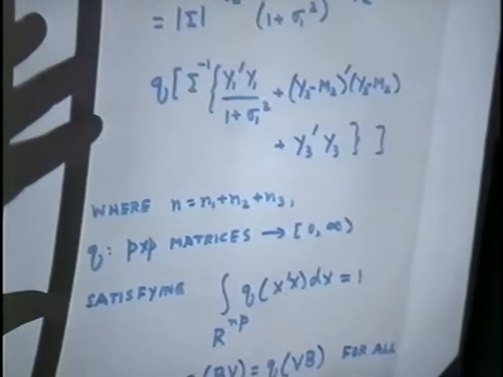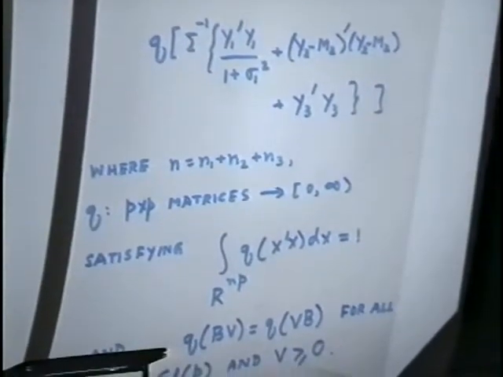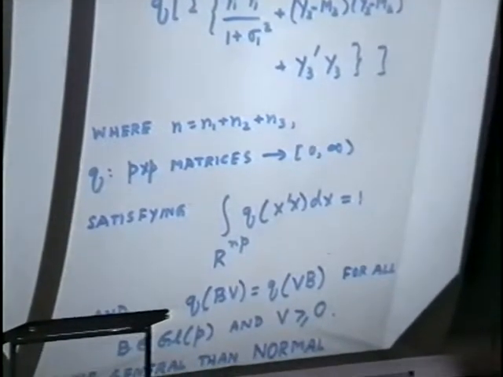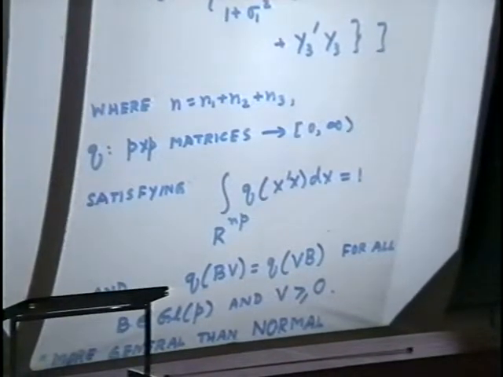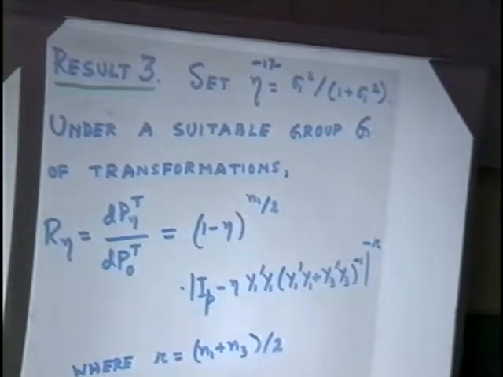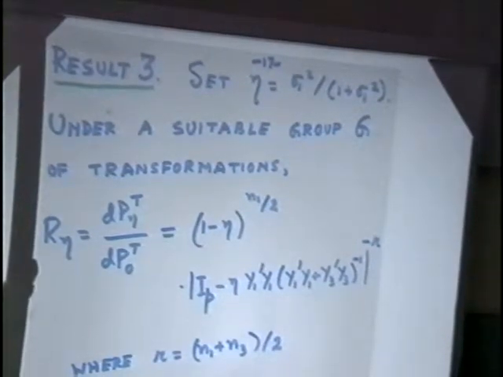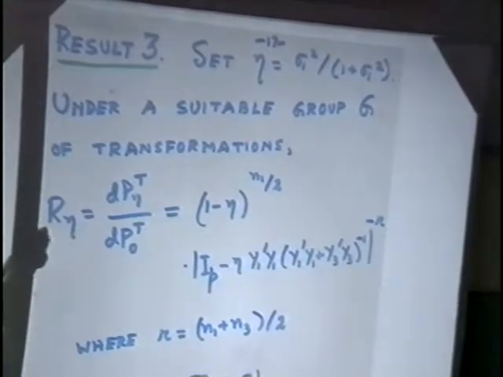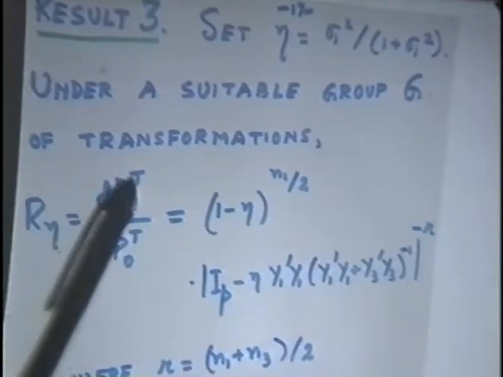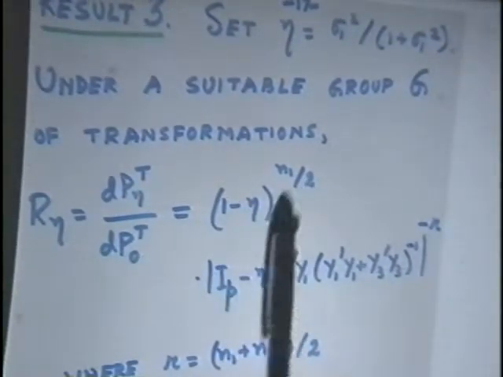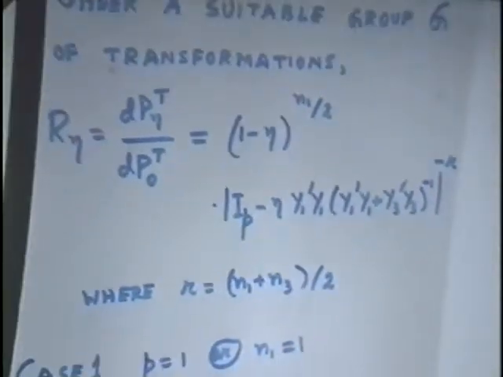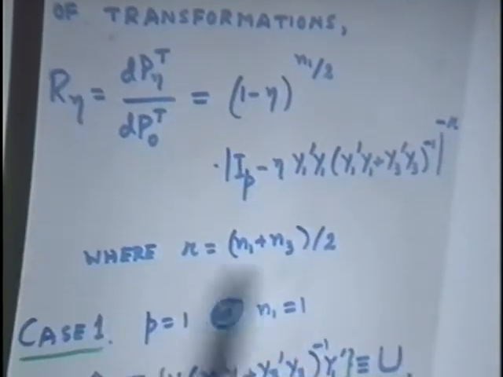Again, for testing sigma1 squared equal to 0, there is a certain group here which keeps the problem invariant. And so one can look at the maximal invariant, and one can use Wijsman's representation theorem. If I do that, then the result is the following. Put eta equal to sigma1 squared over 1 plus sigma1 squared. Then the ratio of the non-null distribution of T, which is a maximal invariant, over the null, can be computed directly and is of this form. Small r is (n1 plus n3) by 2.